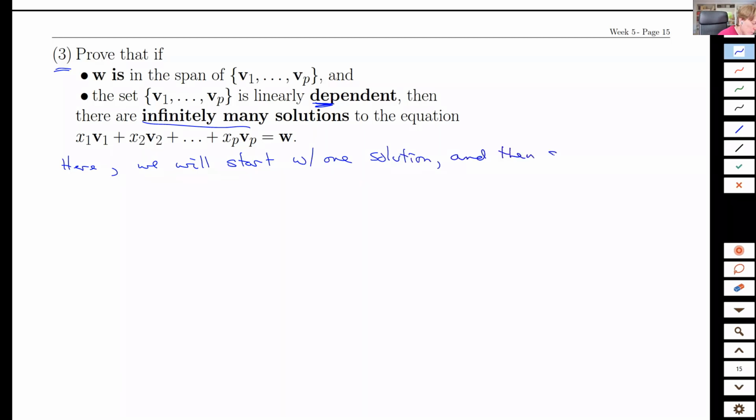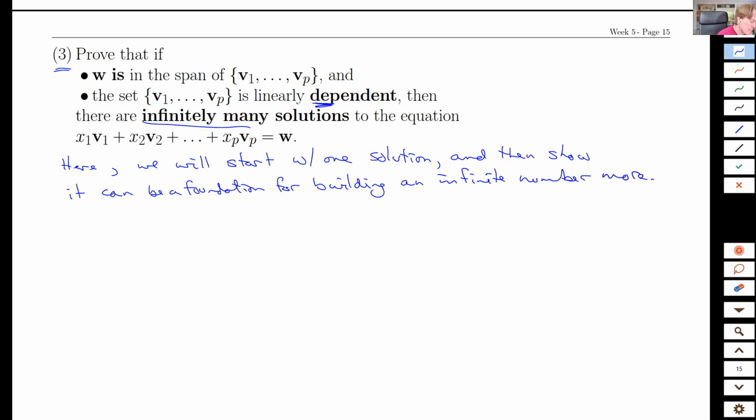And then show it can be a foundation for building an infinite number more. All right, so we're going to have one solution as a building block, because we know W is in the span, so there is a solution. That's our first line here. W is in the span, so there has to be one solution to this equation.